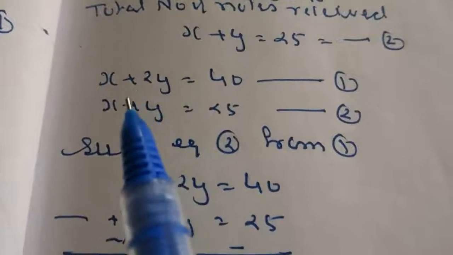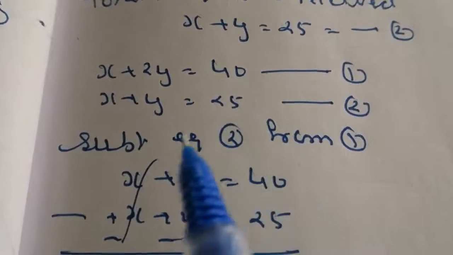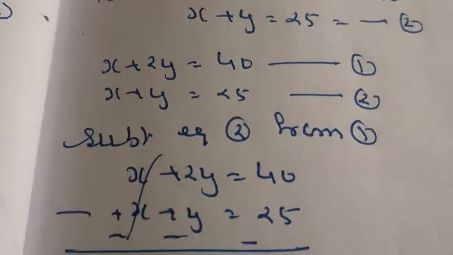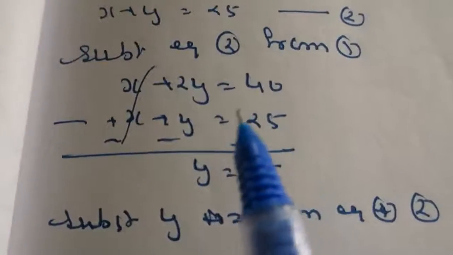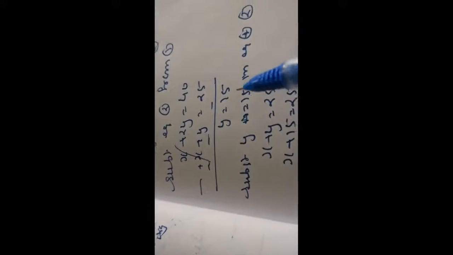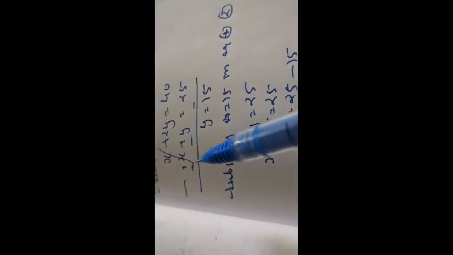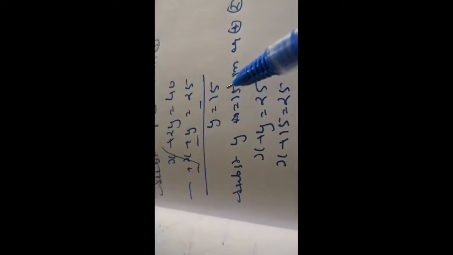So I got two equations, that is x plus 2y is equal to 40 and x plus y is equal to 25. Now dear friends, both the x are positive, so subtracting equation 2 from 1. Making the sign opposite, x minus x goes away, 0. 2y minus y is equal to y. 40 minus 25 is 15. So I have got the value of y is equal to 15.